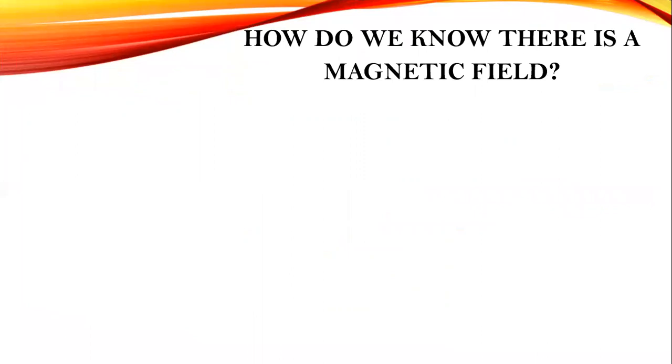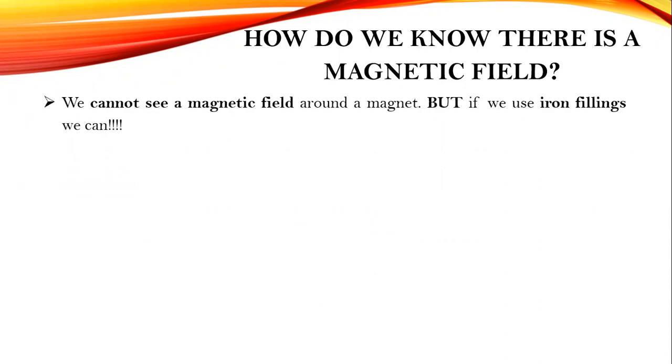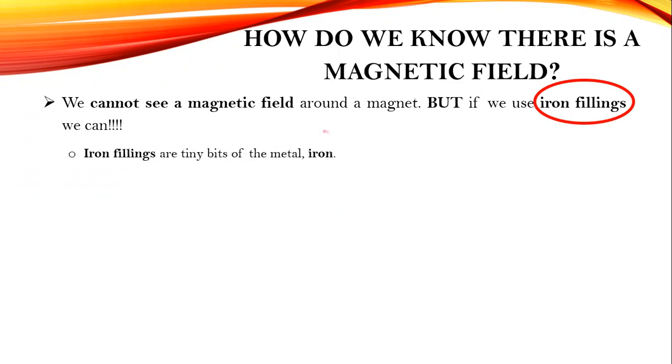So how do we know that there is a magnetic field although it's invisible? Let's find the answer. We cannot see a magnetic field around a magnet, but if we use iron filings, we can. What is meant by iron filings? Iron filings are tiny bits of the metal iron. And as we know, iron is attracted to a magnet because it's one of the most popular magnetic materials.